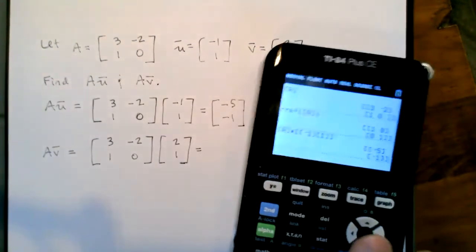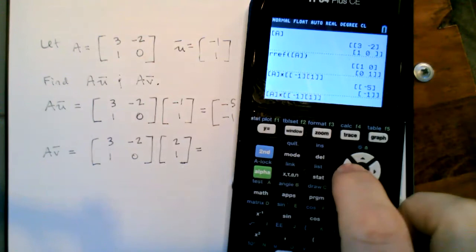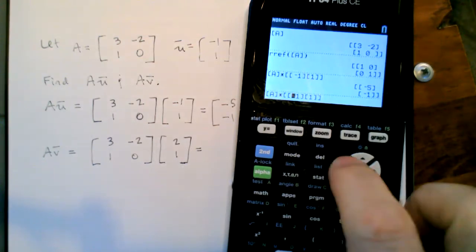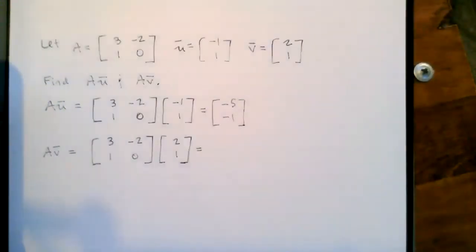Now, if I want to do AV, I'm just going to edit my previous one. So I press second enter, and that'll bring up what I just did. And I'm going to change the -1 to a 2. I'll get rid of the negative and put 2. And so A times 2, 1 is 4, 2.